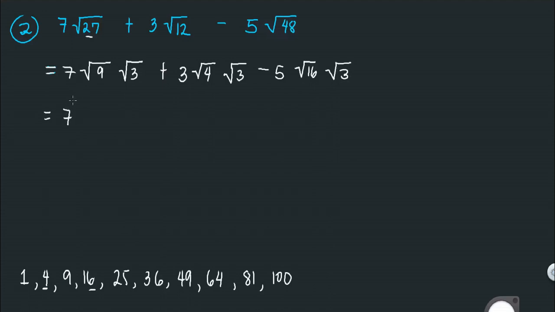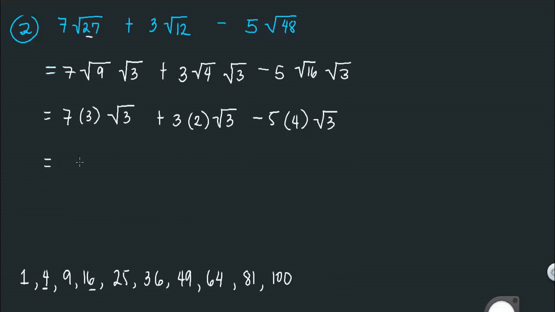So, we have 7. Square root of 9 is 3. Square root of 3 plus 3. Okay, for the second term, square root of 4, yes, that is 2. Square root of 3, 5. Square root of 16, that is 4. Square root of 3. Now, multiply natin yung mga numbers sa labas ng bahay. So, 7 times 3, that is 21 square root of 3. 3 times 2, that is 6 square root of 3. Negative 5 times 4, that is negative 20 square root of 3. So, common sa kanila yung square root of 3. May square root of 3 dito sa tatlong term na yan.